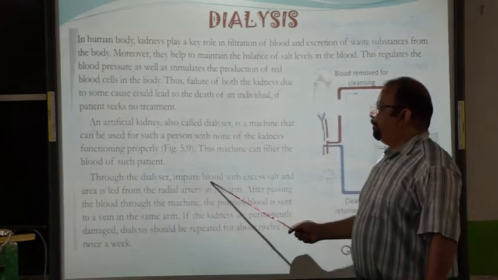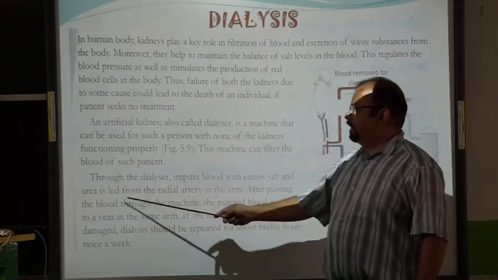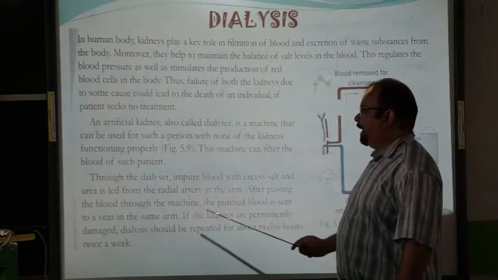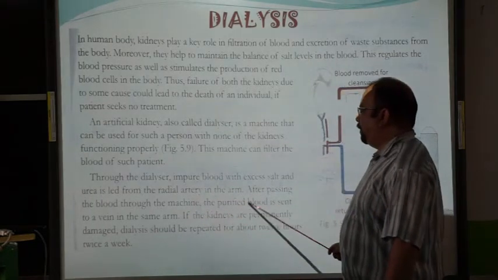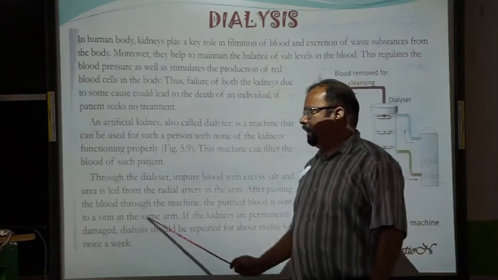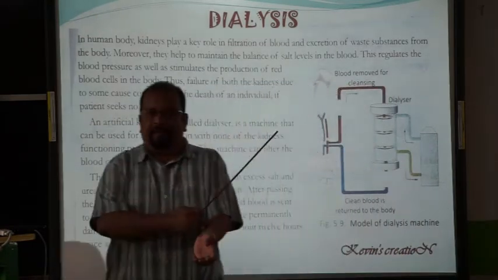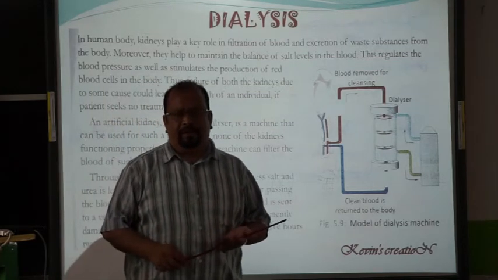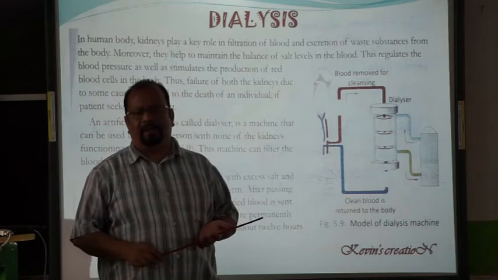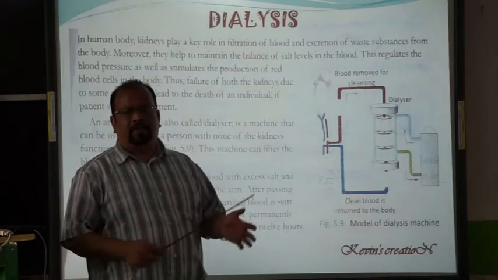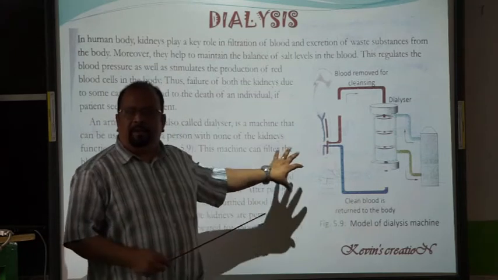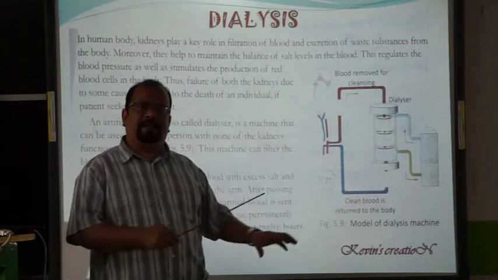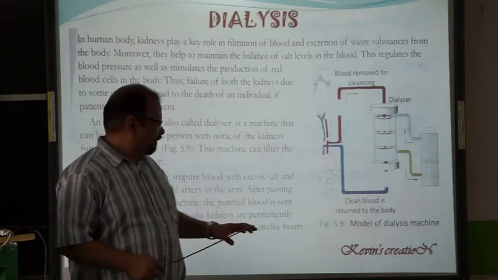Through the dialyzer, impure blood with the excess salt and urea is led from the radial artery in the arm. After passing the blood through the machine, the purified blood is sent to the vein in the same arm. So from your arm, they remove the blood, which is, you can say, dirty blood, having all the salts, urea, uric acid and all. So it goes to the machine, it purifies the blood. And then what happens? The purified blood is again given back to the body through the vein.